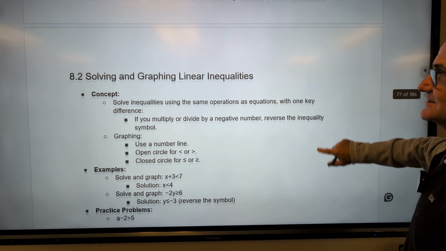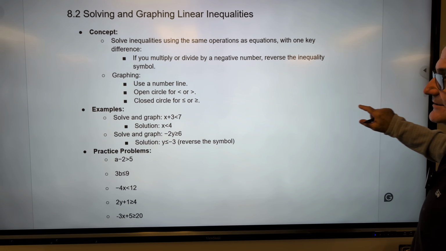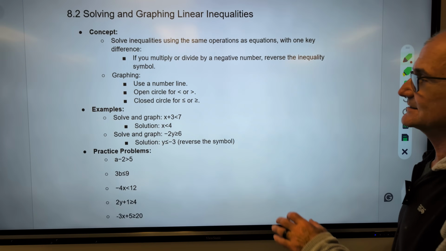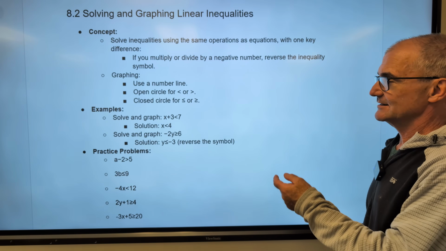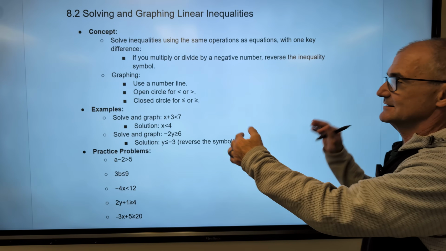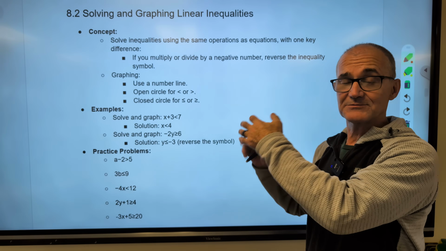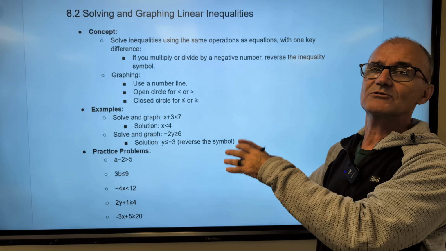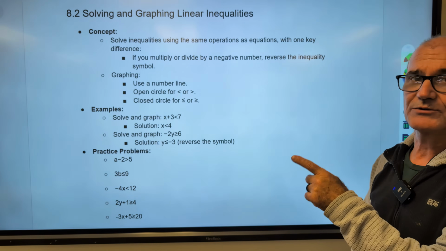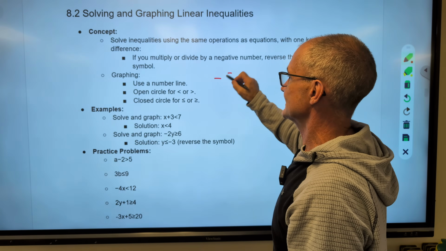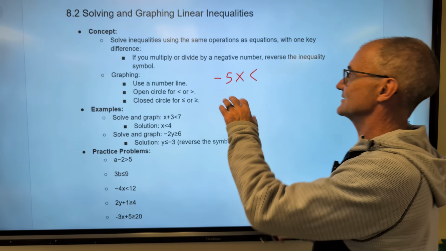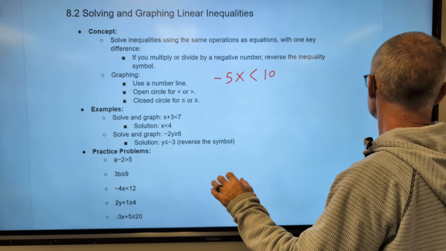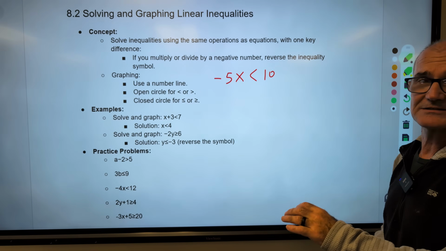All right. Solving and graphing linear inequalities. Before we even start on these linear inequalities, there's one really key thought before you treat these things like an equation, right? So chapter 6 expressions, chapter 7 equations. Now we're looking at inequalities. You're going to solve inequalities just like an equation with one exception. If I have -5x is less than, greater than, less than or equal to 10, this is a key idea right here. So pay attention to this one because it's a crazy rule.